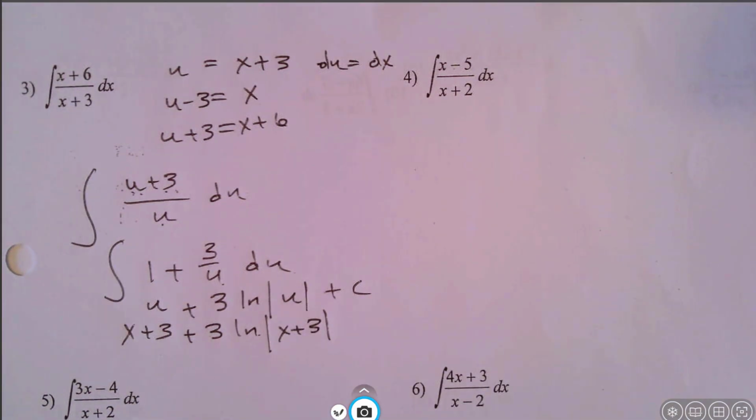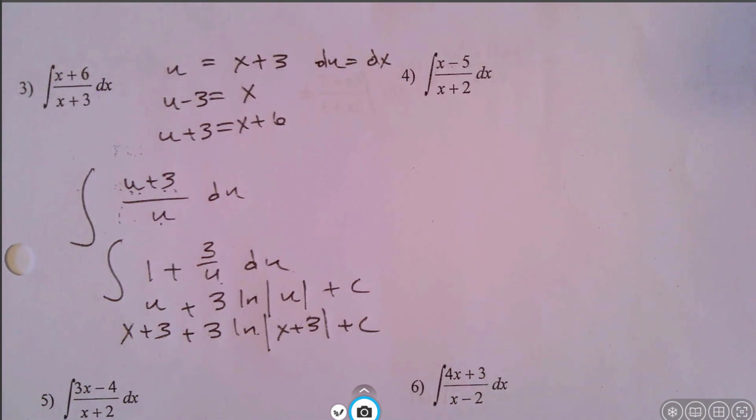We still need the absolute value bars here because this could be negative, plus c. And if you look at the answer key, it doesn't look exactly like this. The reason for that is because this c, remember, means any constant. Anything that's being added or subtracted, any number. You know, plus c here could be plus 10. It could be minus 13.